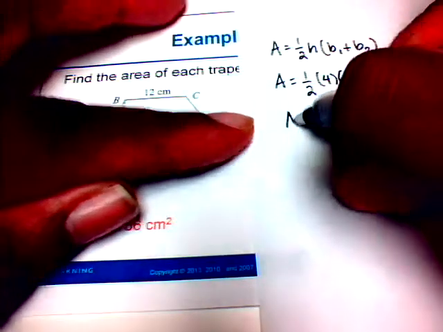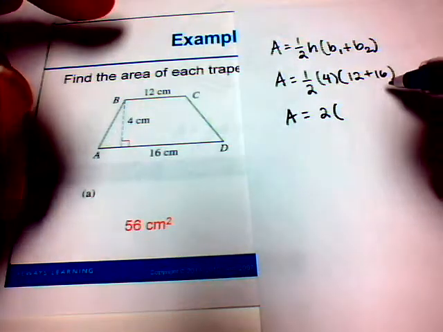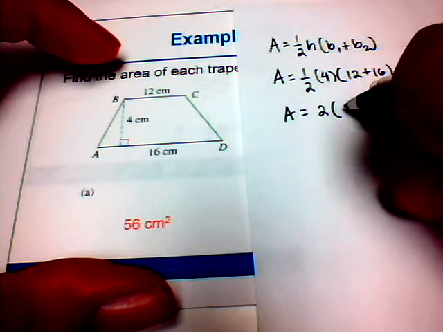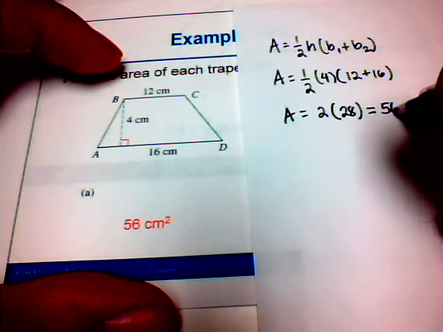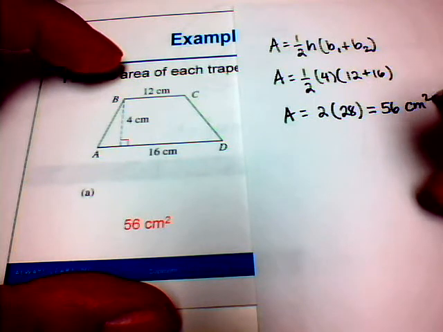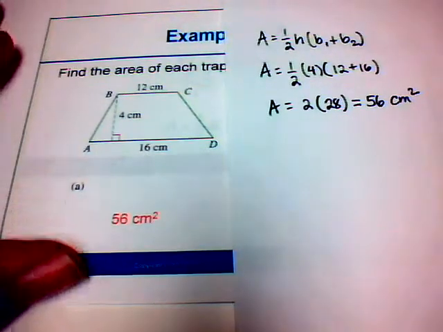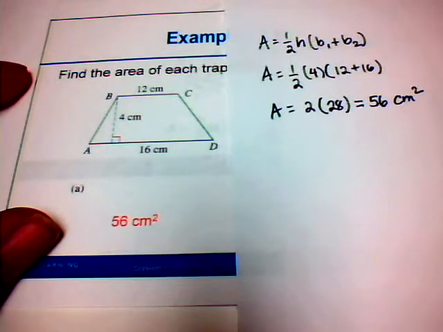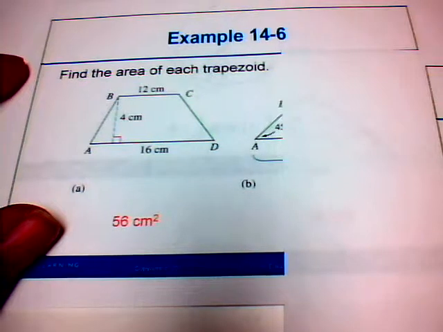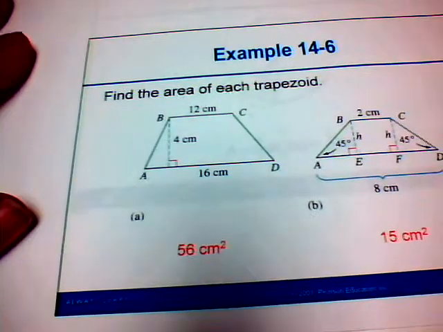Now, if I take half of 4, that's going to give me 2. Add 12 and 16 together, you're going to get 28. 28 times 2 is 56. So it'll be 56 square centimeters. That's the area of that particular trapezoid. Okay. So that's how we use that formula to compute the area of a trapezoid.